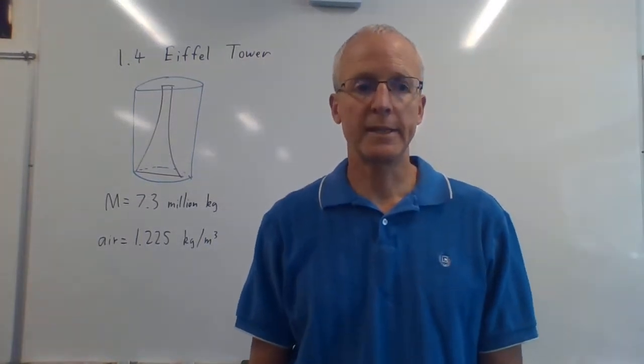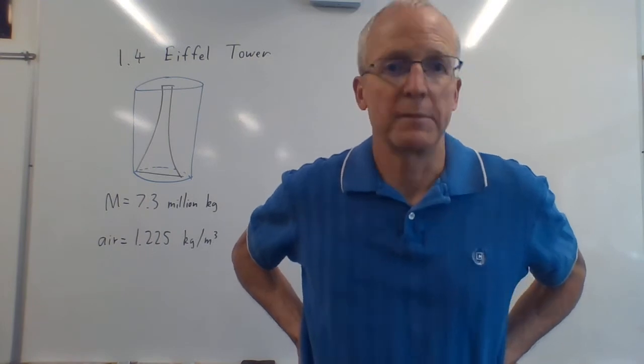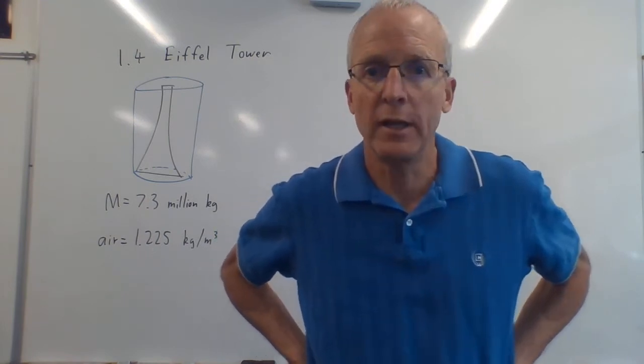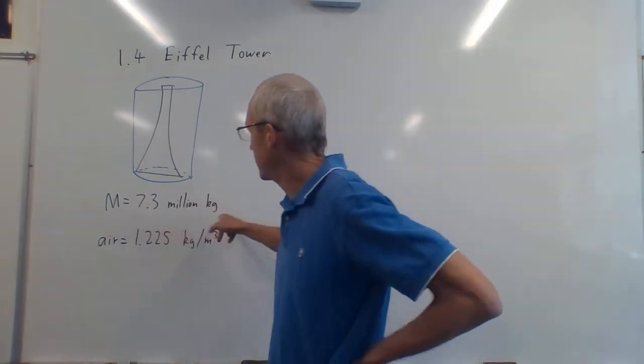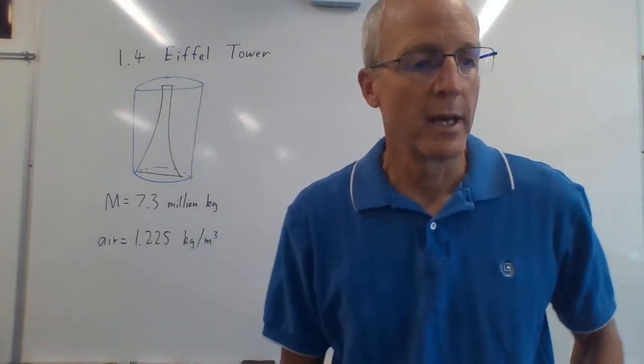All right, let's look at the Eiffel Tower. What's cool about a lot of the problems here is they give real numbers. These are, I think, real numbers for the Eiffel Tower. So it's got a mass of 7.3 million kilograms. It's a lot, right? All the steel that makes it up. They give you a number.